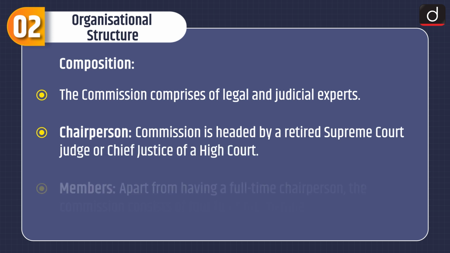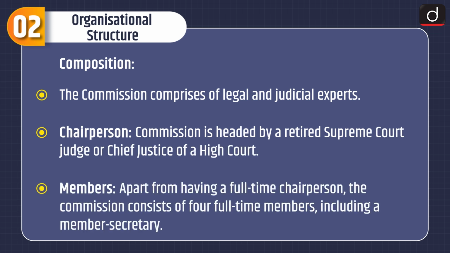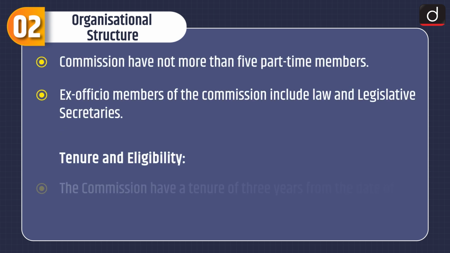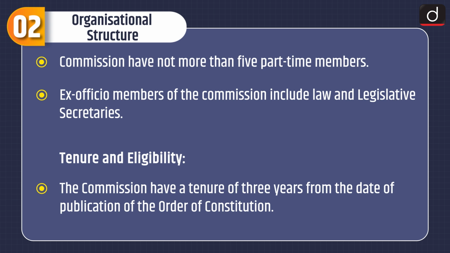First is composition. The Commission comprises of legal and judicial experts. Chairperson. Commission is headed by a retired Supreme Court judge or Chief Justice of a High Court. Members. Apart from having a full-time chairperson, the Commission consists of 4 full-time members including a member secretary. Commission have not more than 5 part-time members. Ex officio members of the Commission include law and legislative secretaries.